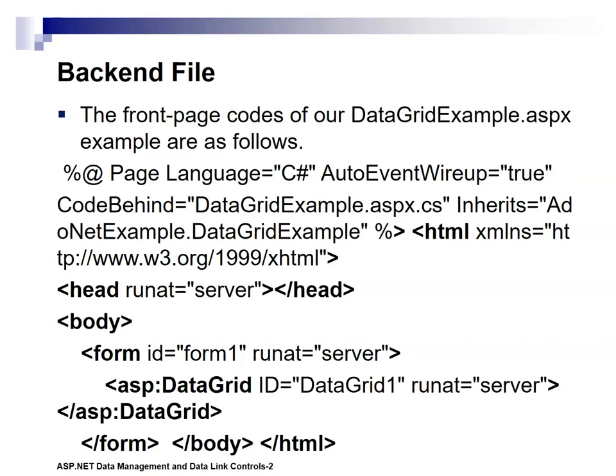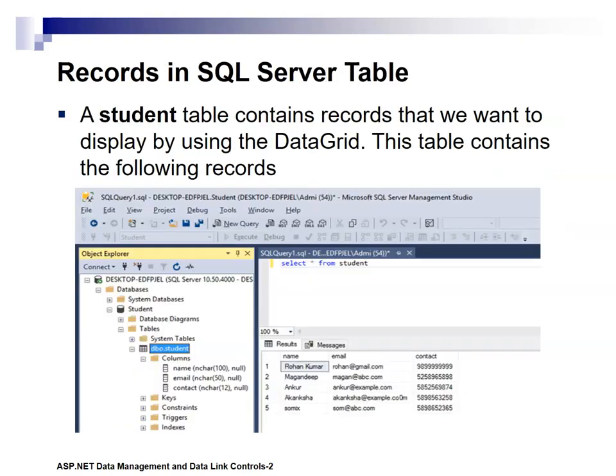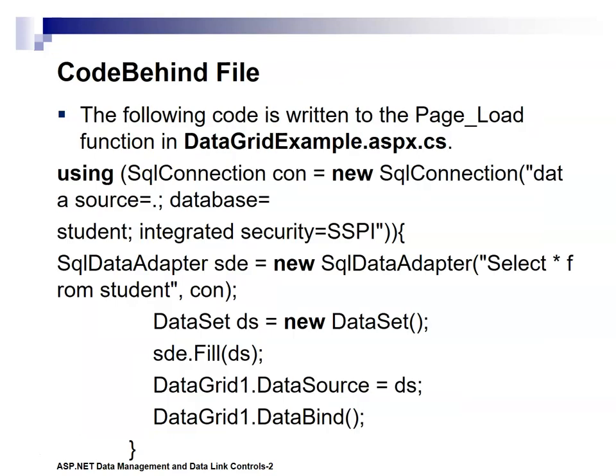A student table contains records that we want to display by using the data grid. The table contains these example records. Code behind file. This code is written in the page load function in DataGridExample.aspx.cs.